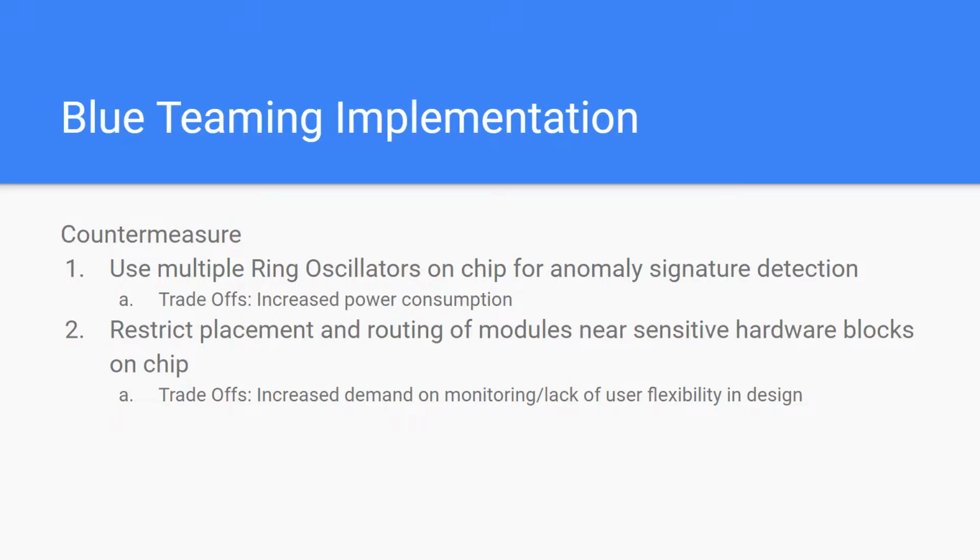Another countermeasure, which is not able to be implemented by us, is to restrict placement and routing of modules near sensitive hardware blocks on the chip. This would be done on the cloud provider side. The trade-offs would be increased demand on monitoring and lack of user flexibility in design.